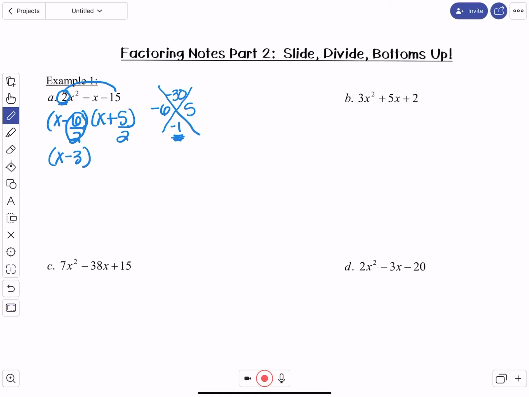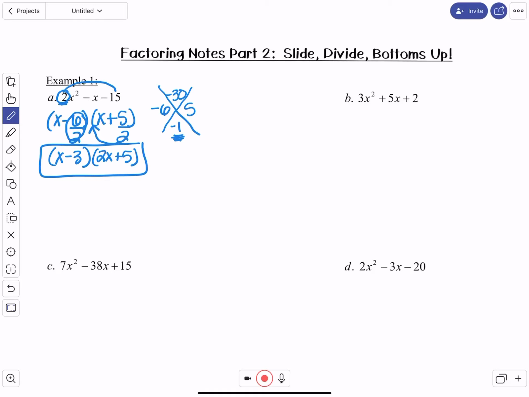Now for our second one over here, we have 5 over 2. That doesn't reduce. 5 over 2 does not reduce. So this is where bottoms up comes into play. Bottoms up. The 2 goes up. The 2 goes in front of the x. The 5 stays right there. And this is our answer. And that's how you factor with slide, divide, bottoms up.